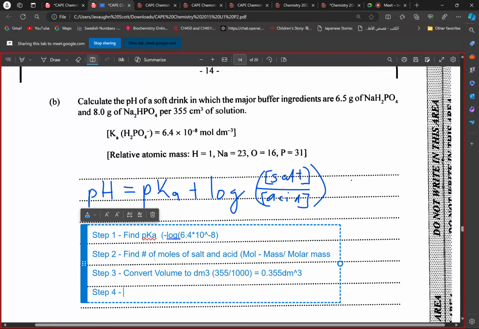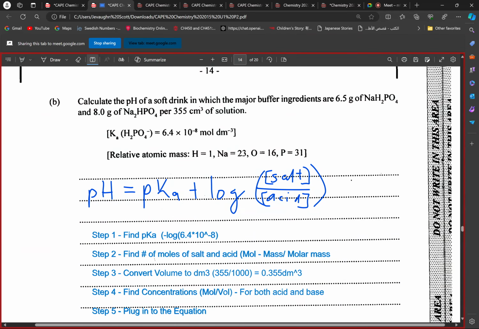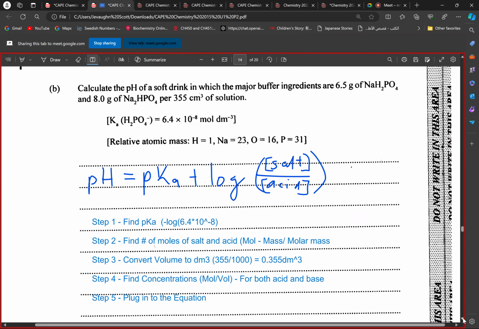Alright. Step 4 now. After we have that, we find concentration. So concentration would now be moles divided by the volume, for both acid and base. Lovely. Because sometimes it's not the math that is the problem, it's the procedure we must follow. And then we plug into the equation. Everybody's fine with those steps?